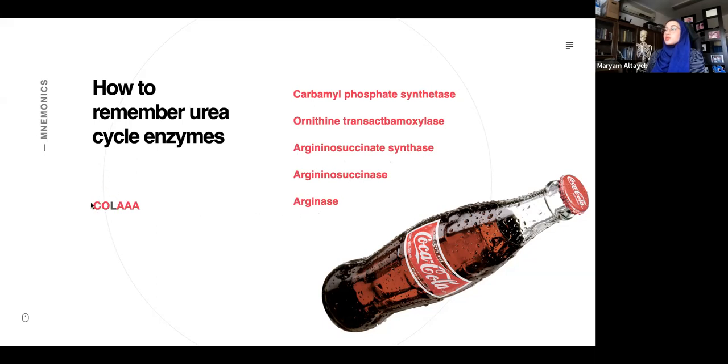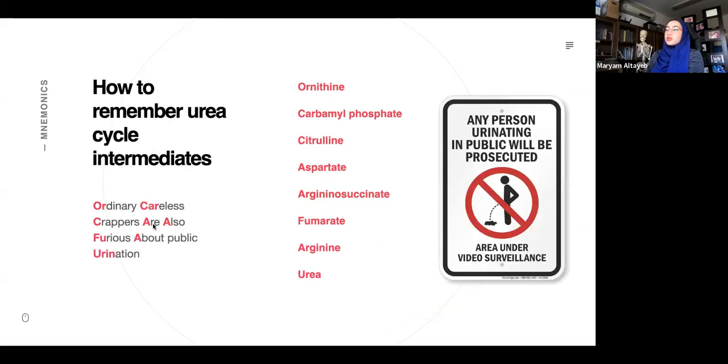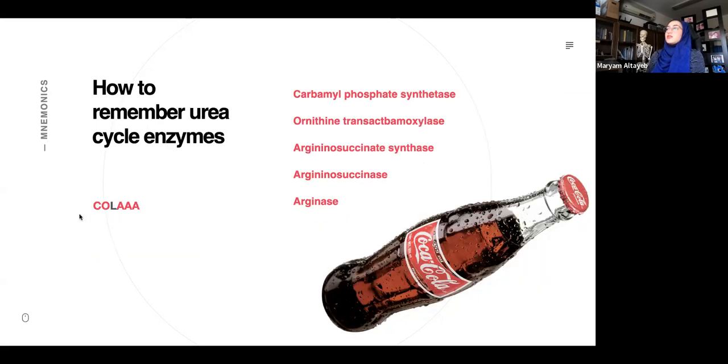And then our last enzyme is going to be arginase. So for this one, it's going to be COLA: carbonyl phosphate, ornithine transcarbamylase, argininosuccinate synthase, argininosuccinase, and arginase. Okay, so those are our two mnemonics. First we have ordinary careless crappers are also curious about public urination. And secondly, we have COLA in 3 days.